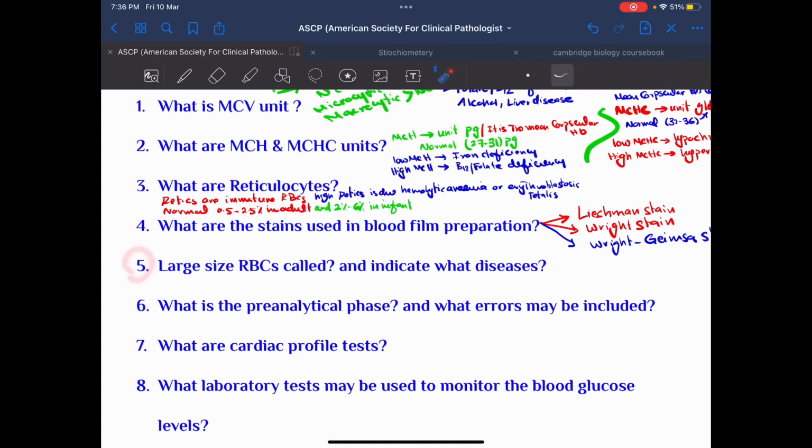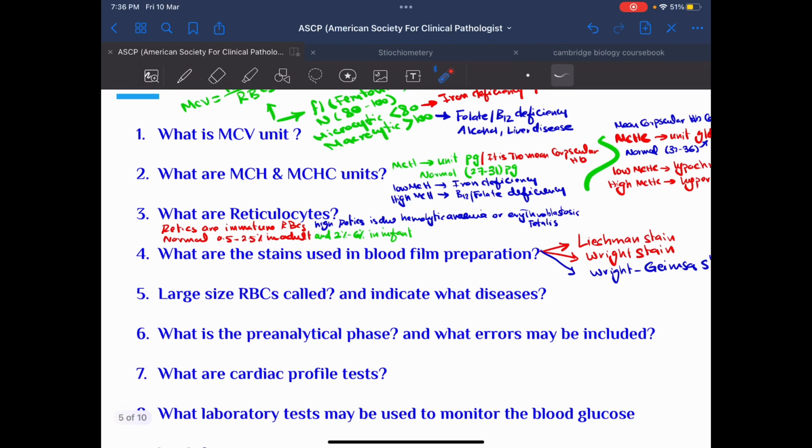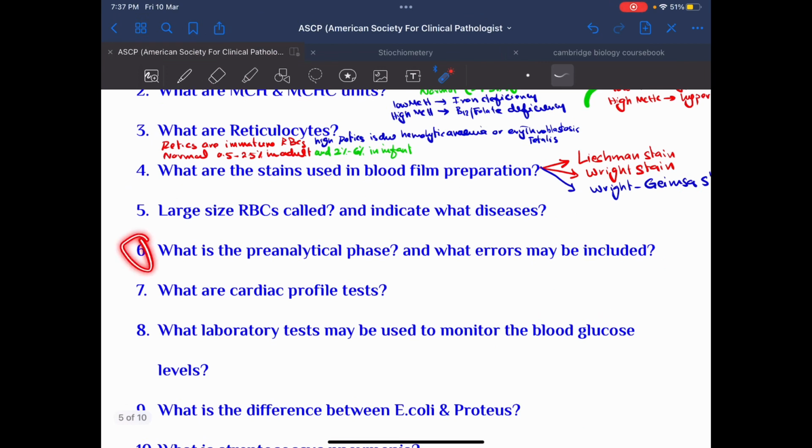Question number 5. Large size RBCs are called and indicate what diseases? As we mentioned before, large size RBCs are called macrocytes, which is more than 100, and indicate what disease? Maybe B12, folic acid, liver disease, or consumption of alcohol.